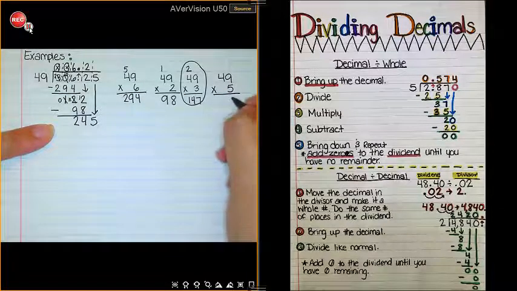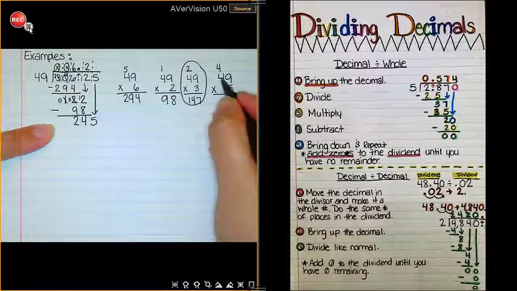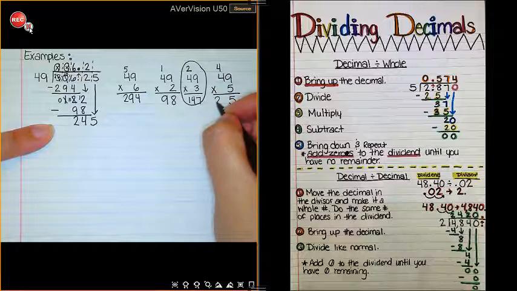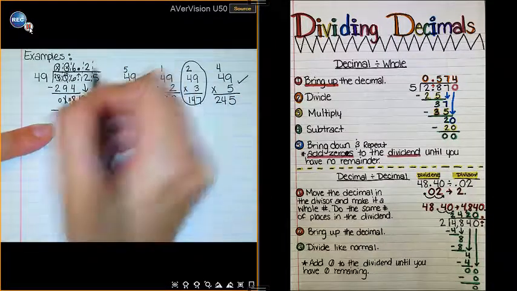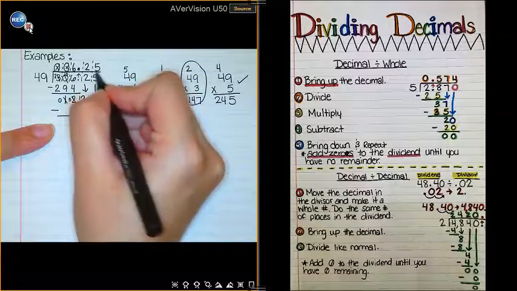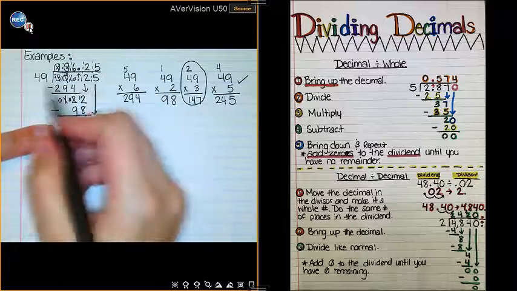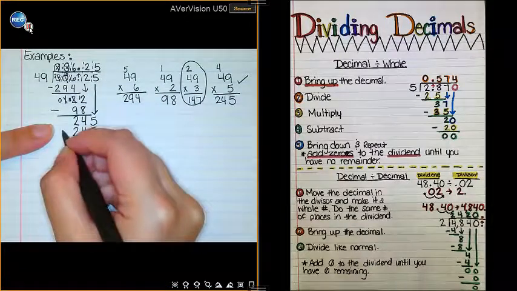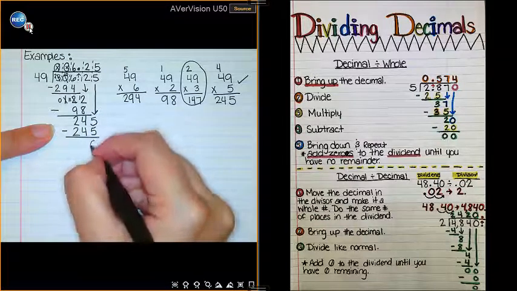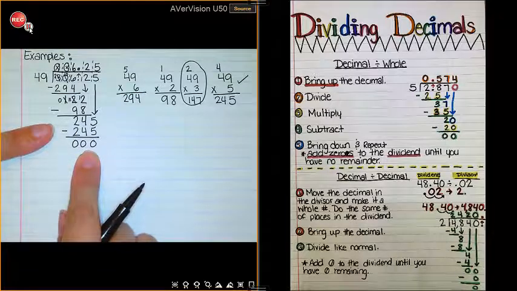5 times 9 is 45. 5 times 4 is 20, plus 4 is 24. So, perfect. That equals 45. So let's go ahead and put our 5 here in our last spot. And now 5 times 49 is 245. And now we can subtract, and that leaves us with our answer of 0. And now we can stop because we have a 0 remainder.